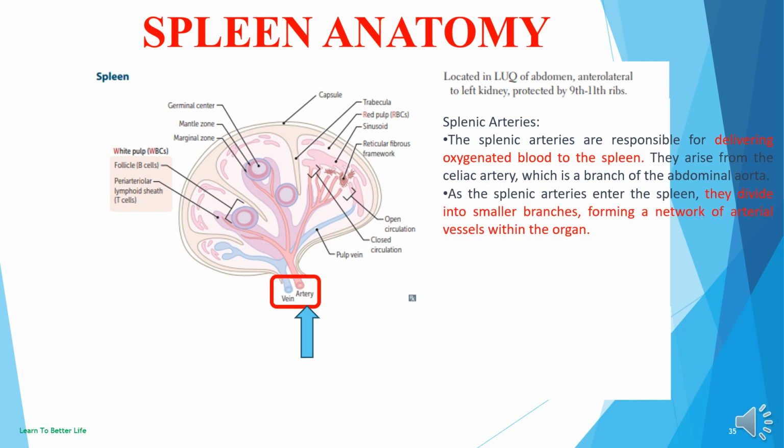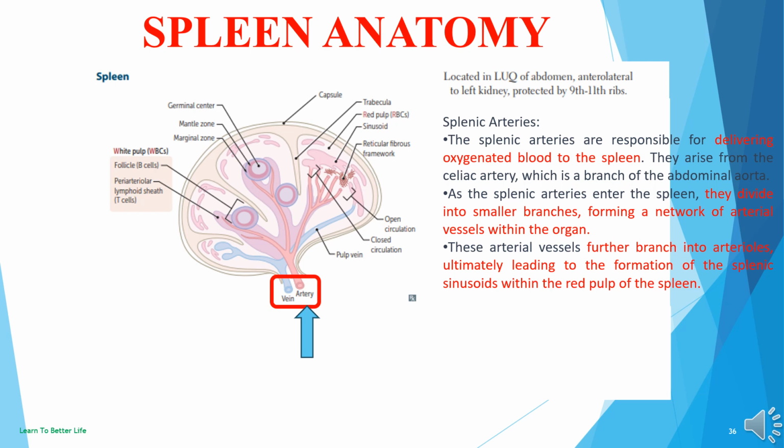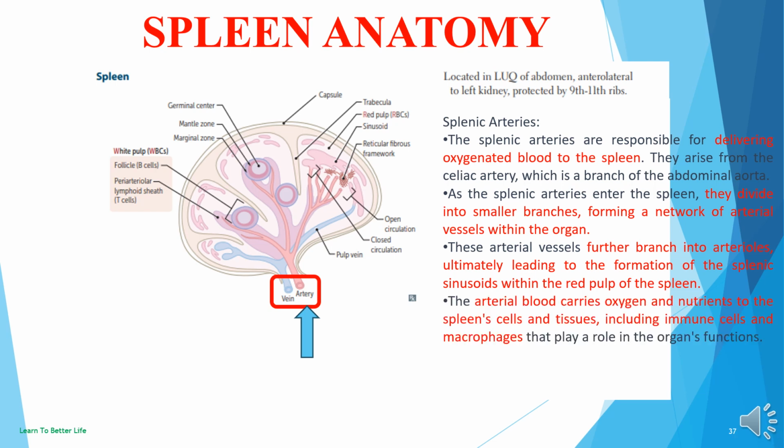As the splenic arteries enter the spleen, they divide into smaller branches, forming a network of arterial vessels within the organ. These arterial vessels further branch into arterioles, ultimately leading to the formation of the splenic sinusoids within the red pulp of the spleen. The arterial blood carries oxygen and nutrients to the spleen cells and tissues, including immune cells and macrophages that play a role in the organ's functions.